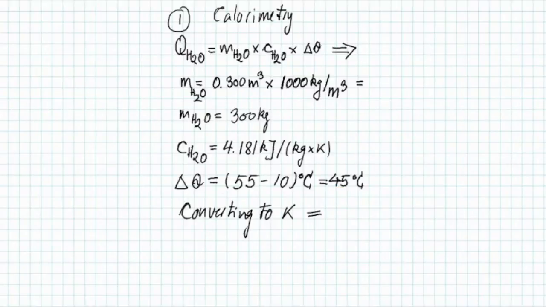So I convert to Kelvin. And I know that a difference in temperature of 1 degree Celsius is equal to a difference of 1 degree Kelvin. And that means that my 45 degrees Celsius, the difference in temperature, becomes 45 Kelvin.